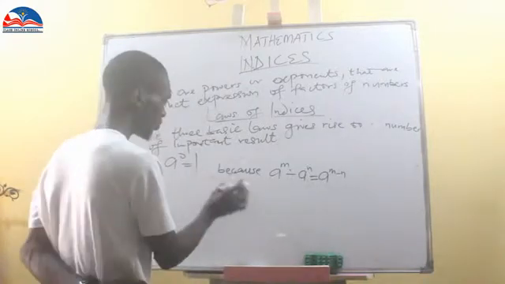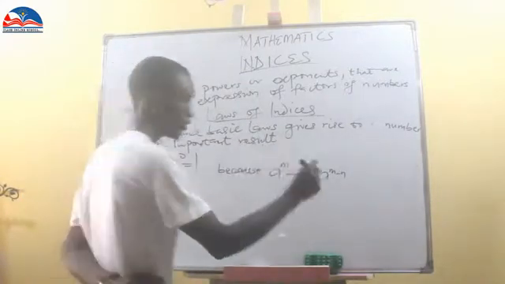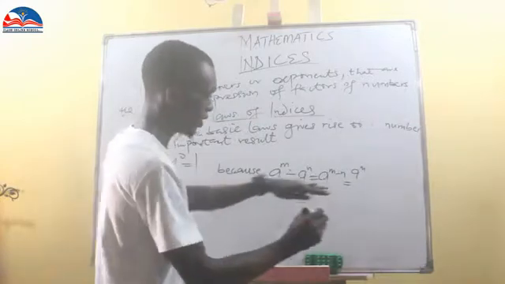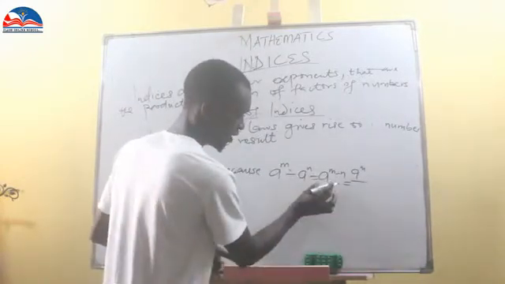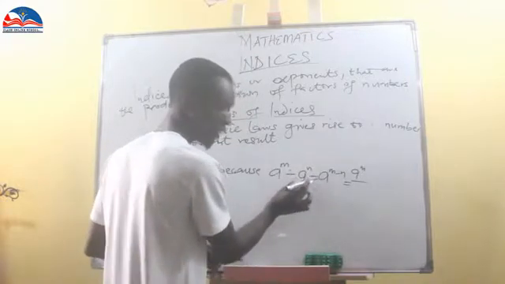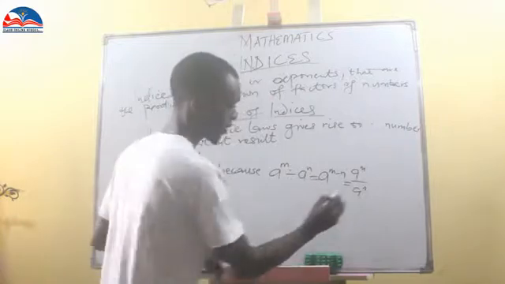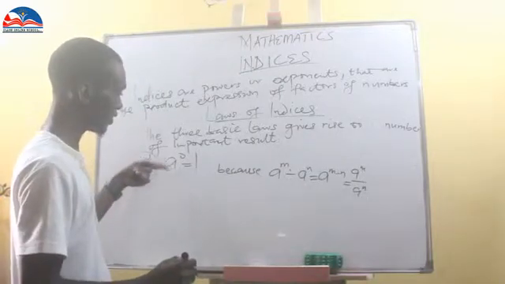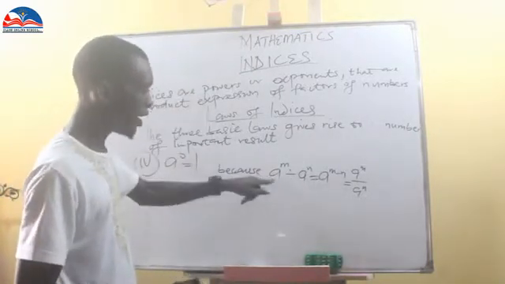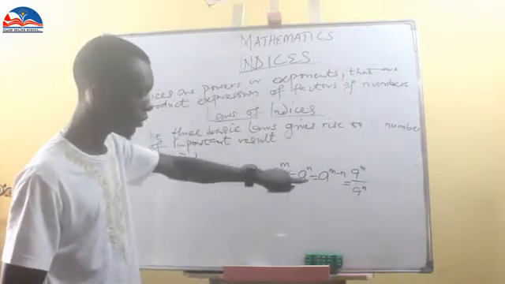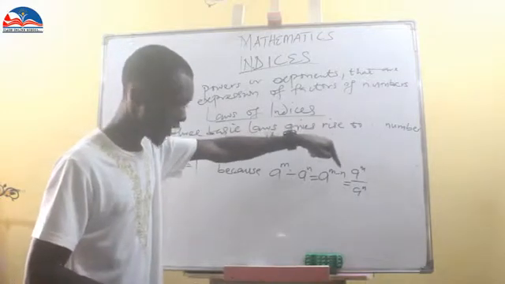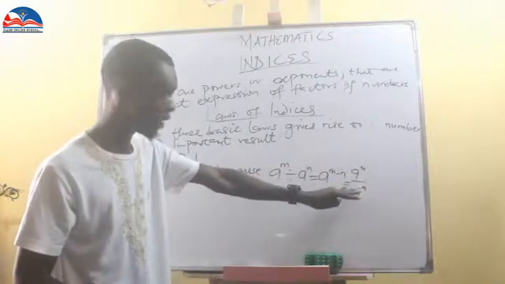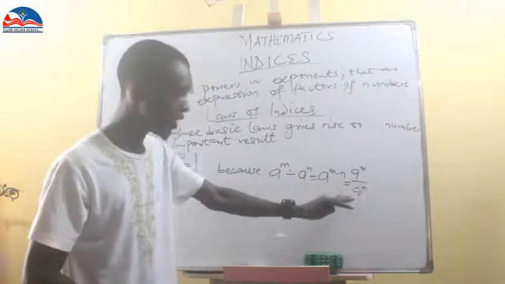I can also put this division in another format: a index m divided by a index n. I'm trying to prove that a index 0 is equal to 1, because a index m divided by a index n is equal to a index m minus n. I can also put this expression in fractional form, a index m over a index n.